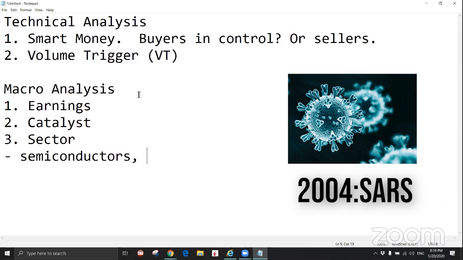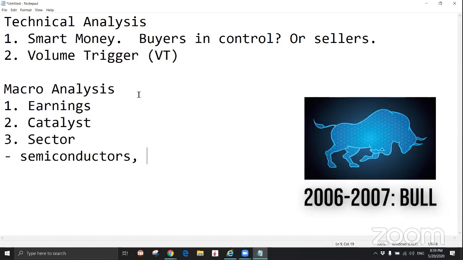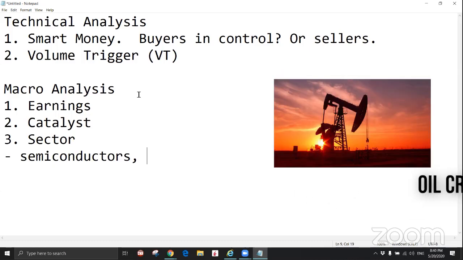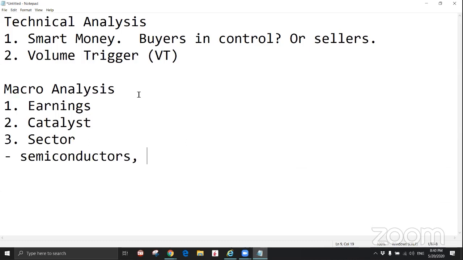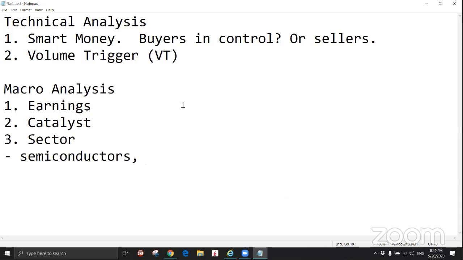Shortly after SARS, I went through the 2006-7 boom, and then the 2008 GFC. Along the way, the oil crisis, the Greece debt, Euro debt, everything the world survived, including the recent pandemic. Going forward, MCO will soon be lifted, so everything is going to be back to normal. So you don't have to bet against the market, and this flow that I'm using here works.